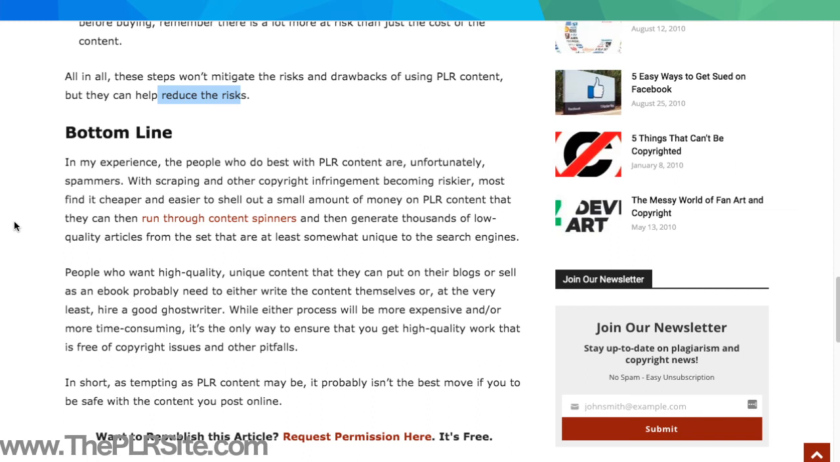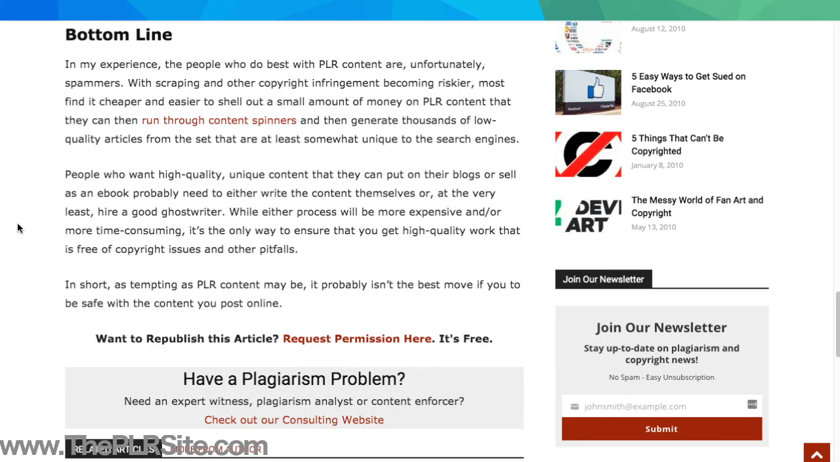So, anyways, in short, as tempting as PLR content may be, it probably isn't the best move if you want to be safe with the content you post online. Tons of people use PLR content all the time. They've been safe. You might run a slight risk sometimes, but the problem comes only when you use something that you truly don't have the rights to. That's the only time it can become a legal issue, which is why I say use reputable sites. That's what my whole site is about.